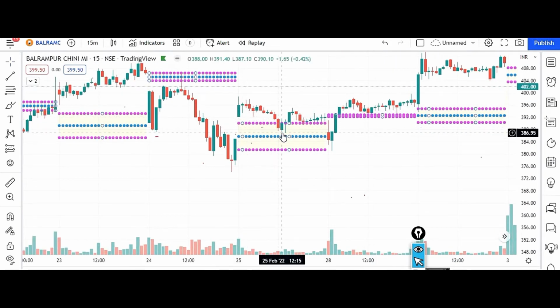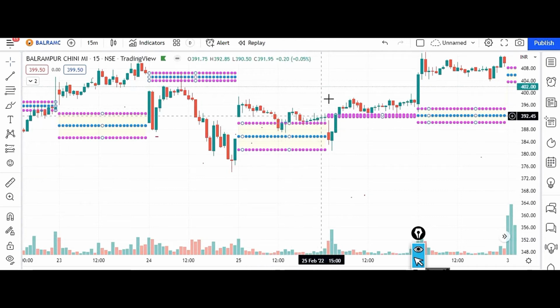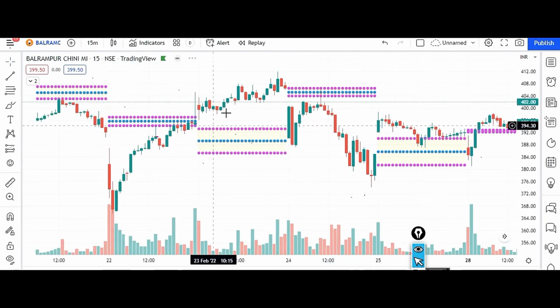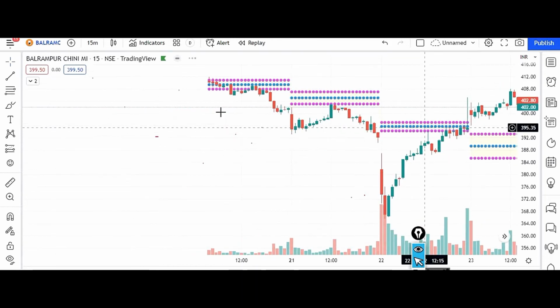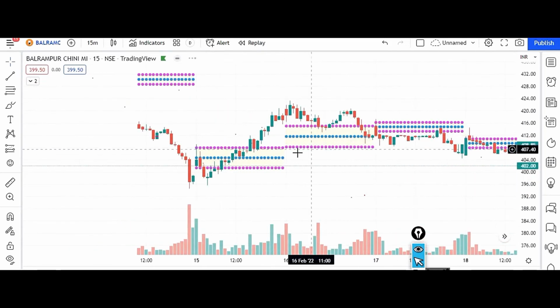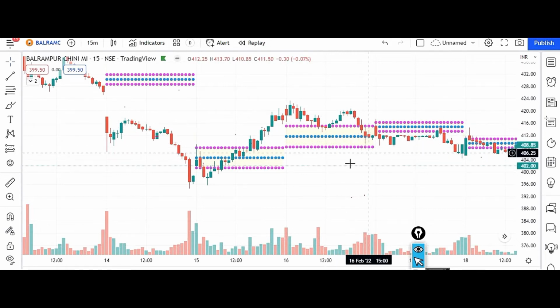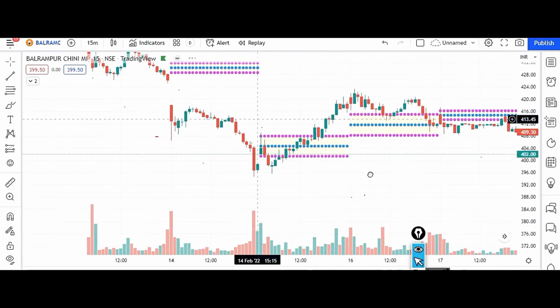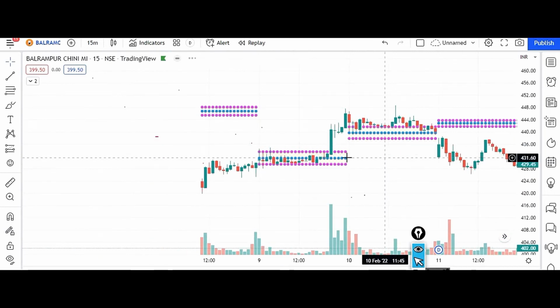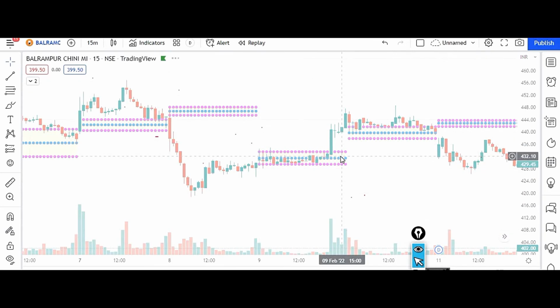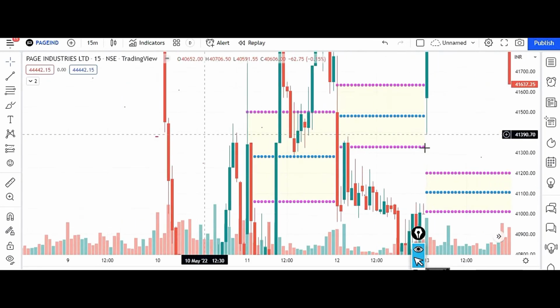Here you see wide CPR, it holds this level. It is an upside only. Here you see it holds this level. Here you see it holds this level. It didn't break downside BC. Yeah, let's check with the last chart. Okay.